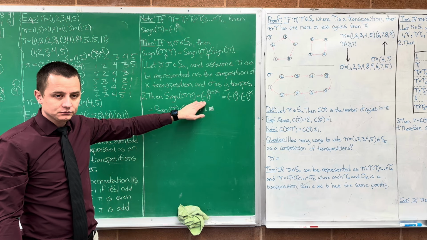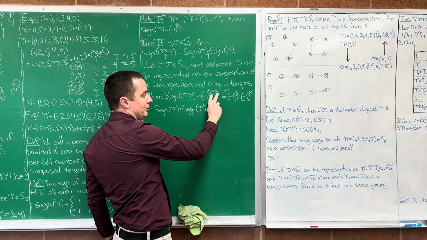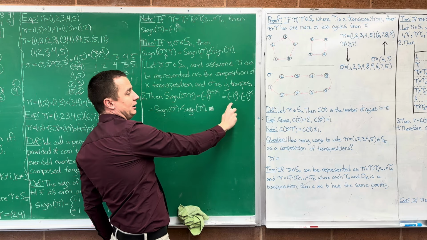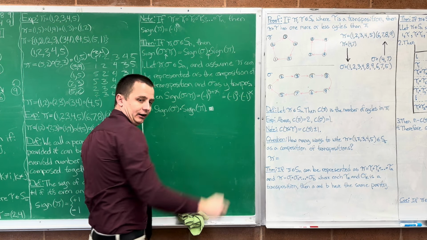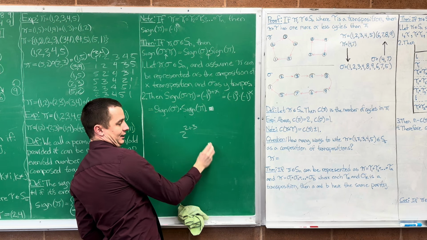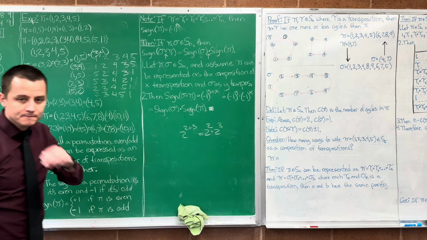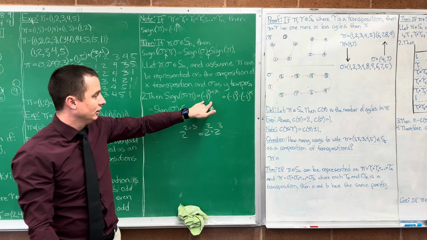Good so far? Now from your algebra, -1 to the sum of 2 exponents is the same thing as -1 to the first exponent times -1 to the second exponent. When you have something like 2 to the 2 plus 3, this is the same thing as 2 squared times 2 cubed. That's the only rule we're using here.